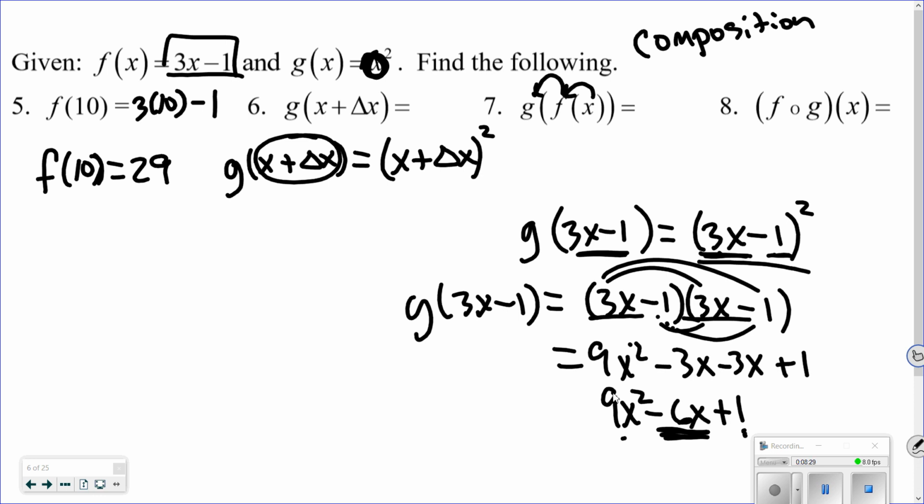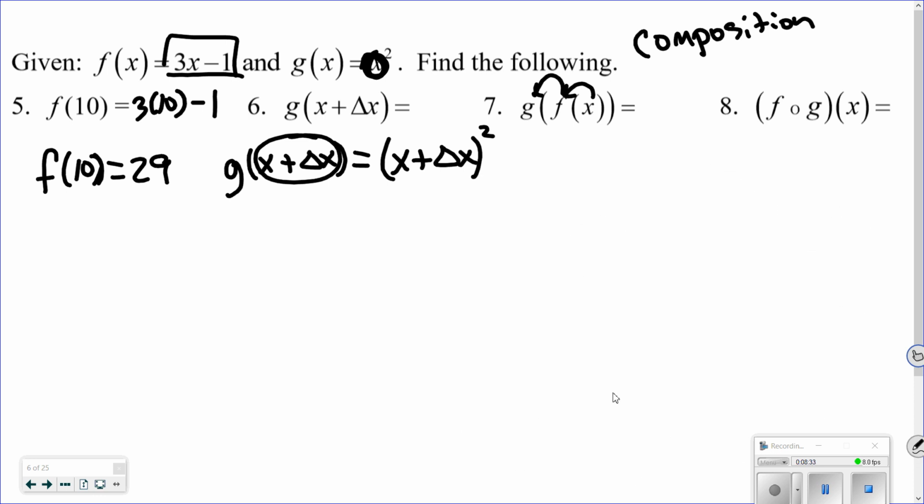Okay, let's do number 8. Number 8 is also the composition of functions. It's written just a little bit different way. That open circle means f of g of x. The first one goes on the outside, the second one goes on the inside.